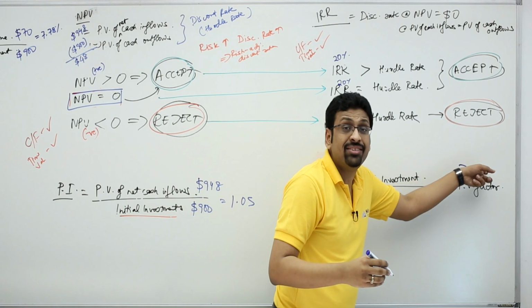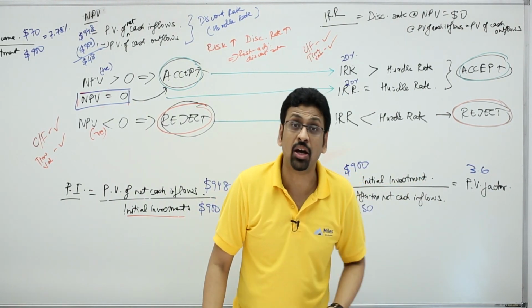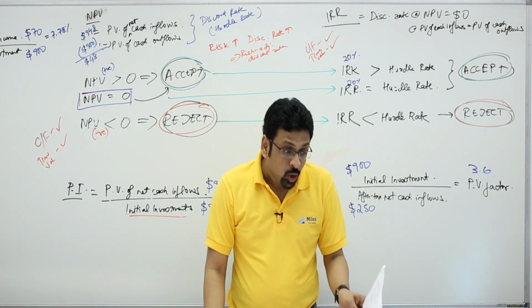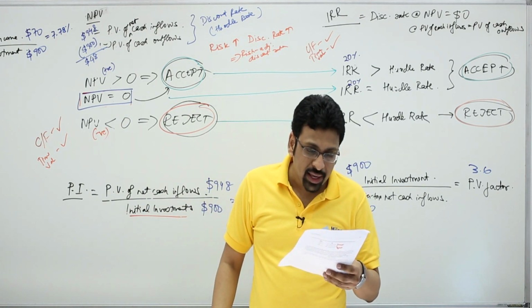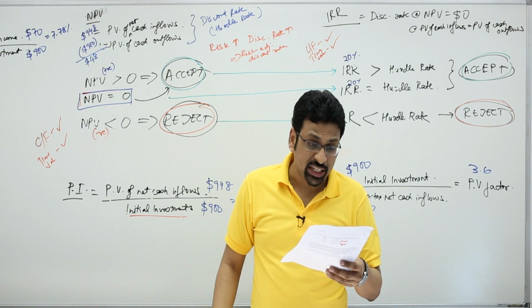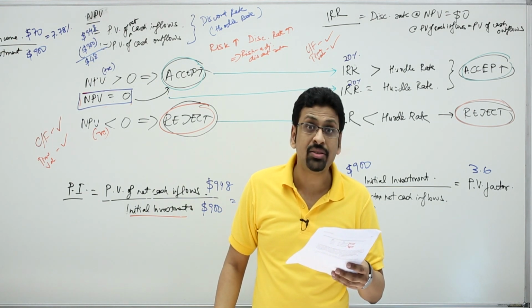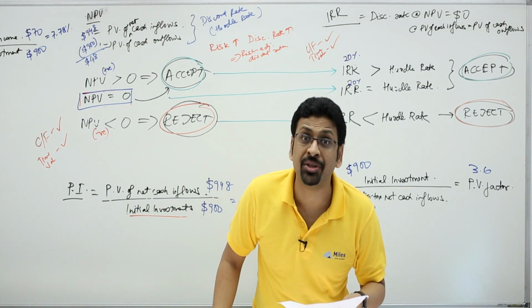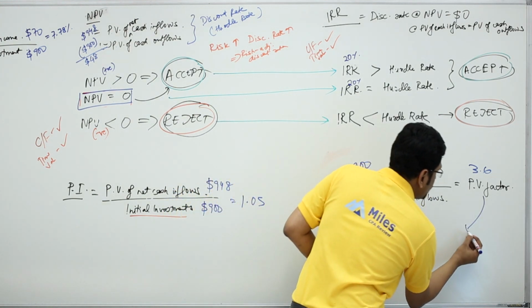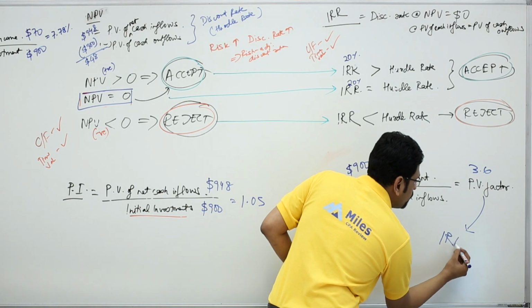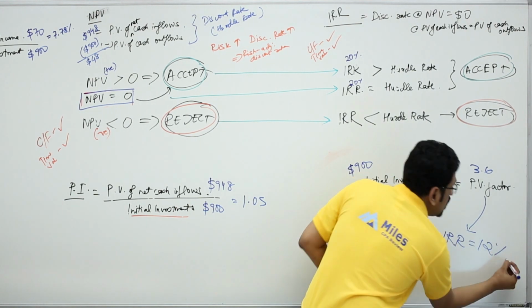Now you got to find this 3.6 present value factor on the present value table. So I'll look at the present value table that we have here, and I can see factor of 3.6 at a discount rate of 12%. Guys, I can say that at this present value factor, the IRR of this project is equal to 12%.